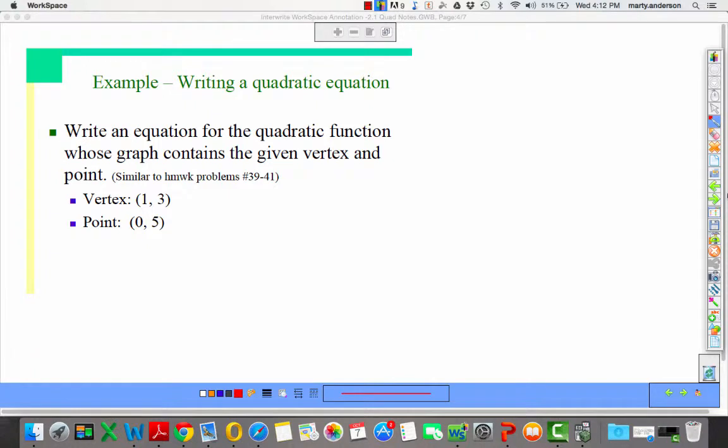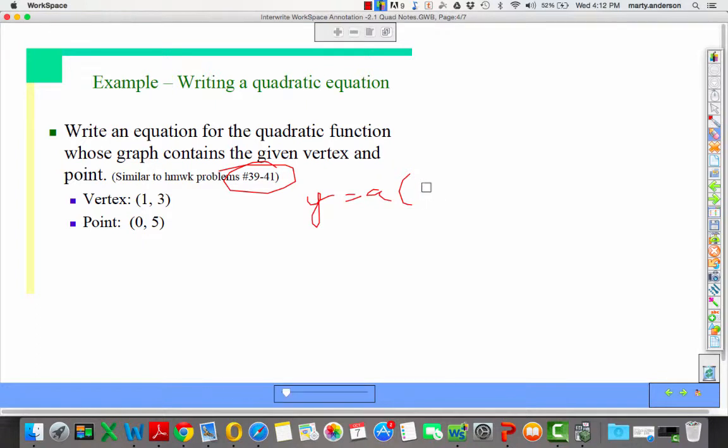Okay, this is probably the most important thing we have going on today. Write an equation for the quadratic function whose graph contains the vertex and the following point. This is similar to the homework problems 39 through 41, and there are other types of problems that are going to come up with this as well. So we're going to start with y equals a times x minus h squared plus k. And what we have here is 1, 3 is an h, k, and then 0, 5 is an x, y.